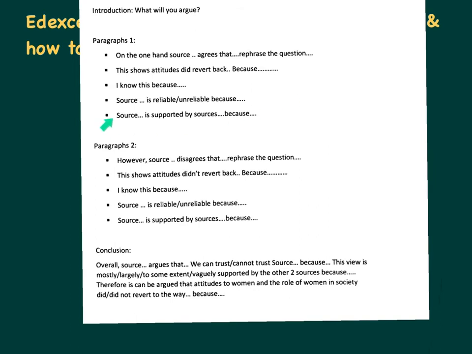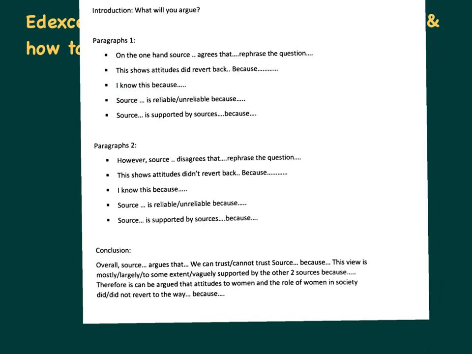Then paragraph 1, this needs to be a nice lengthy paragraph. So on the one hand, what does the source say? How does it agree? So you've got in the question already a particular source and what that states. So we could say on the one hand, source B agrees that. What is it that it agrees about? Whatever it says in the question. It shows that attitudes did revert back because, etc., etc. In the source, quote something the source says or shows, explain how that agrees with the statement.